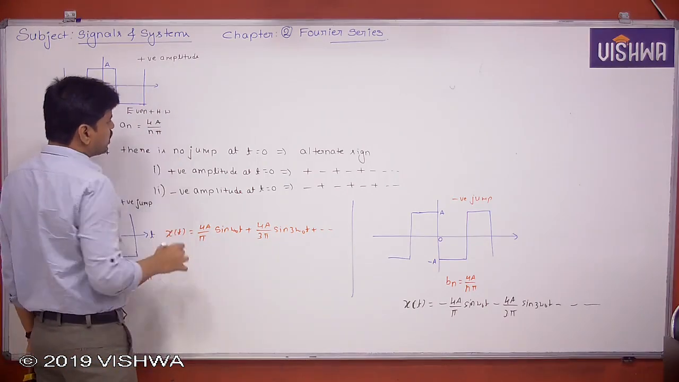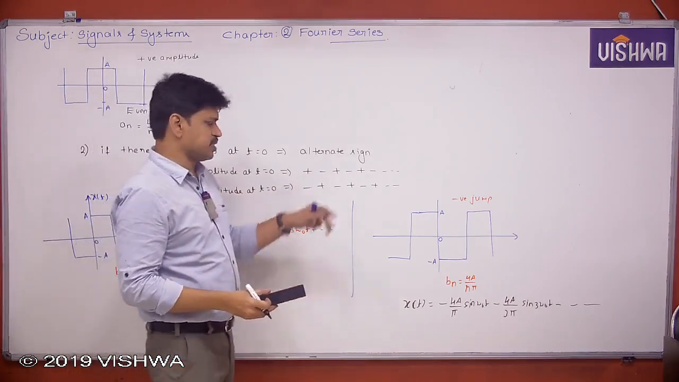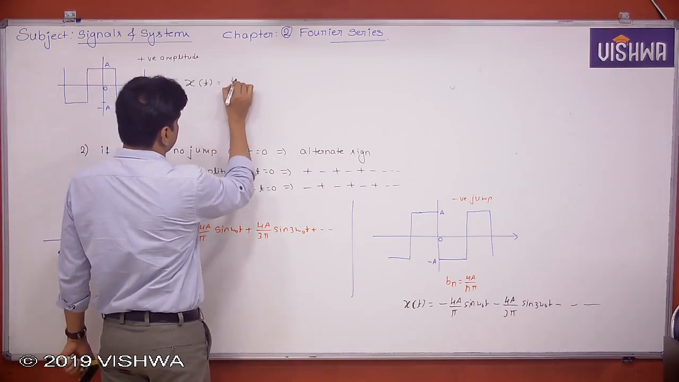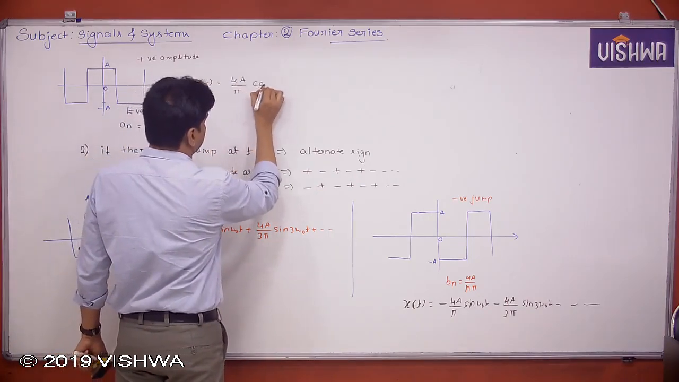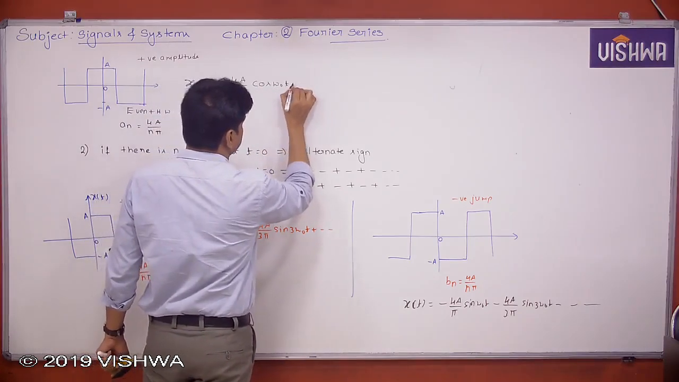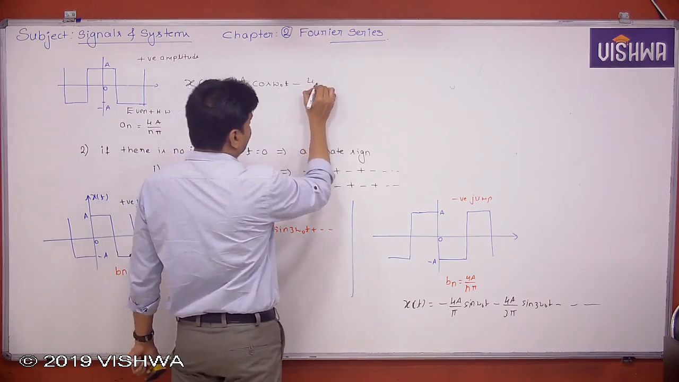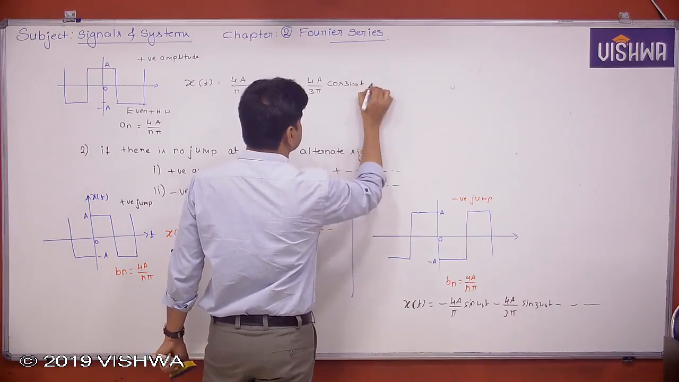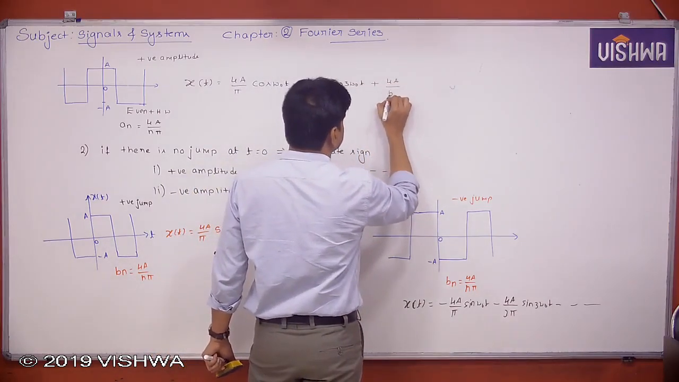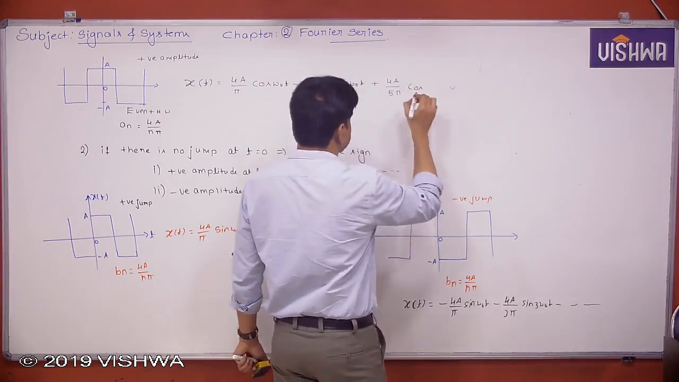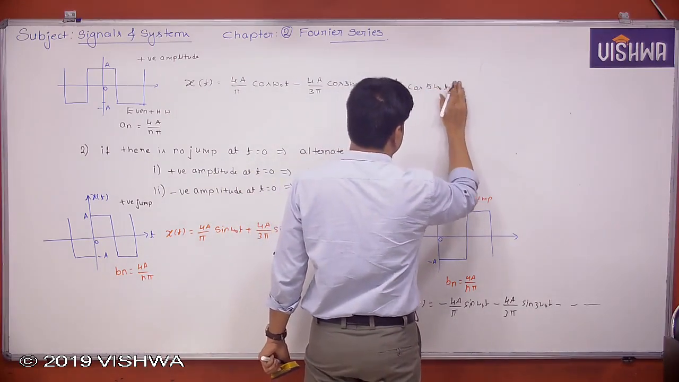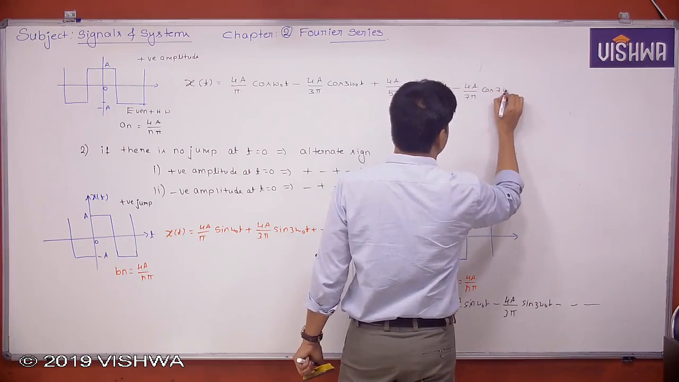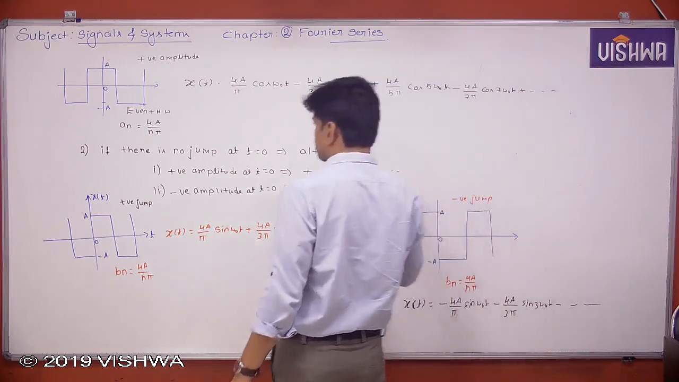So now we have to write the cos, but we have to see it has alternate signs. What do you mean by alternate signs? While I am writing x of t, 4a by pi cos omega naught t minus, alternate sign, 4a by 3 pi cos 3 omega naught t plus 4a by 5 pi cos 5 omega naught t minus 4a by 7 pi cos 7 omega naught t plus, and so on. So I hope you understood what is meant by alternate sign.